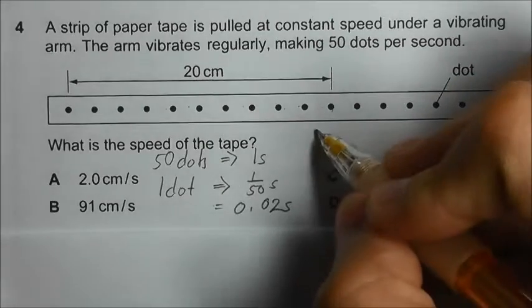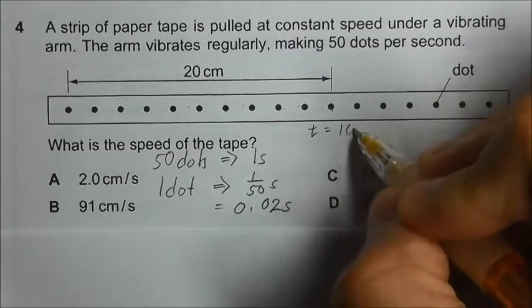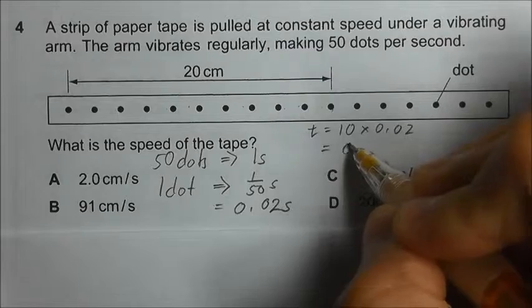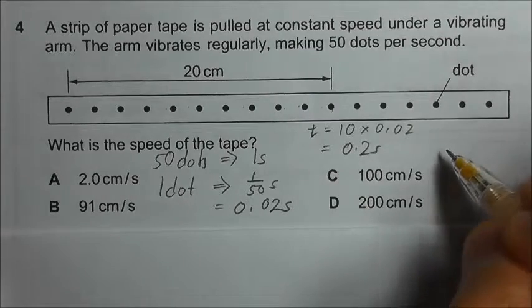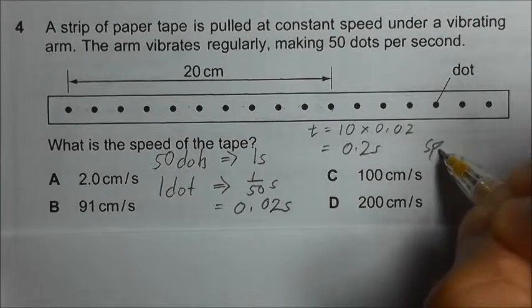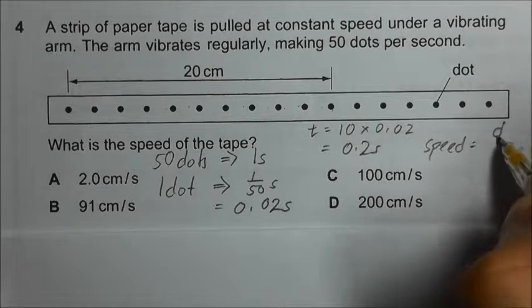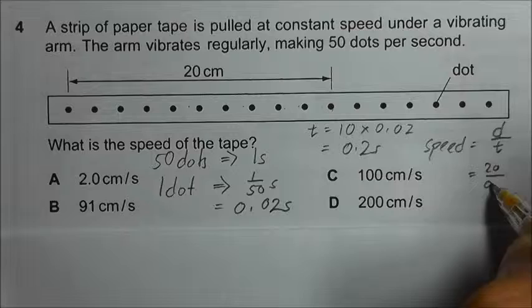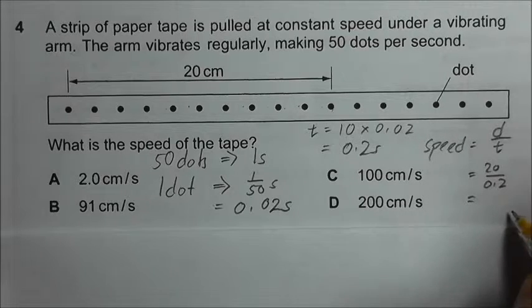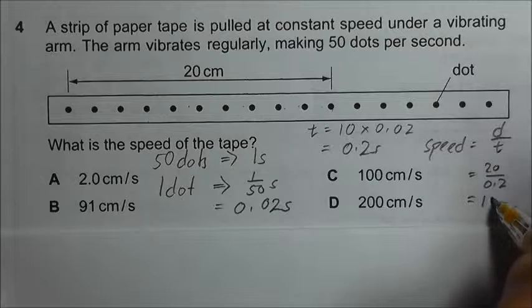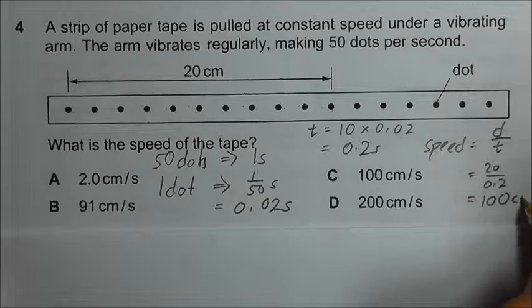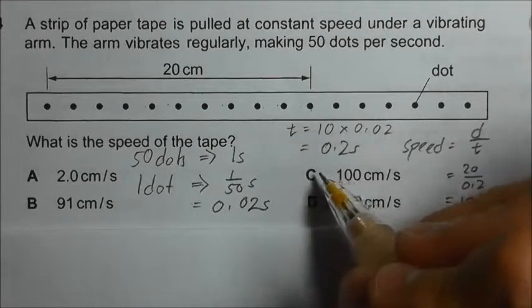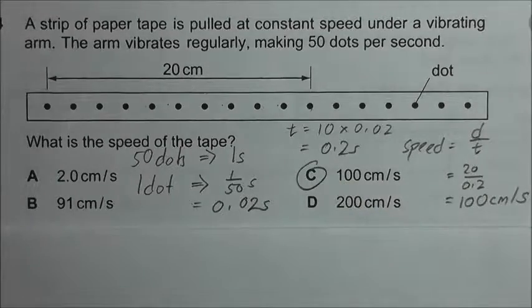Okay, so the time taken has to be 10 times 0.02 seconds. That will give us 0.2 seconds. And the speed will be just distance divided by time. 20 cm divided by 0.2 second. We will get 100 cm per second. That will be C.